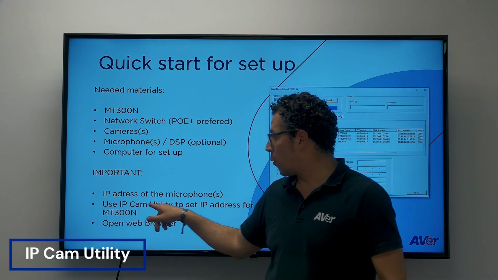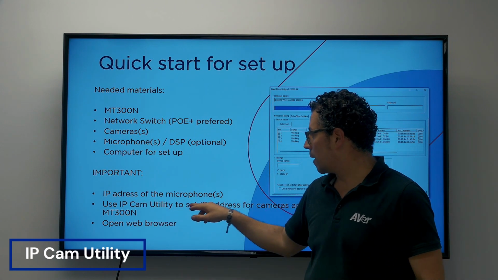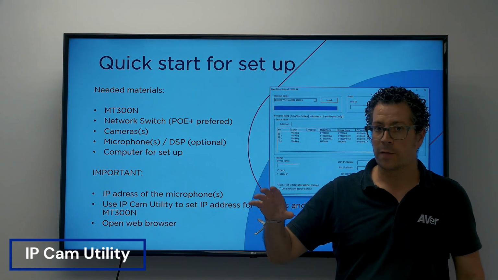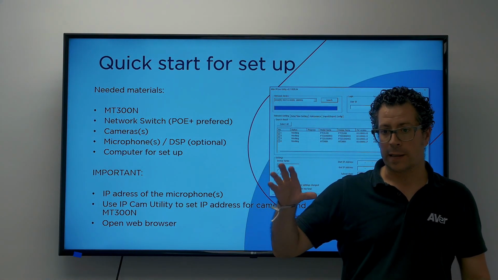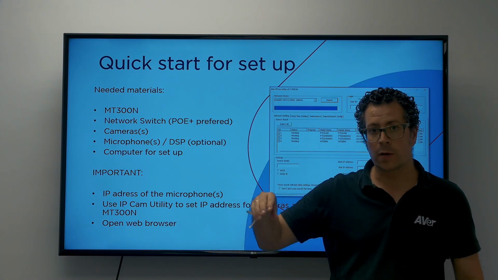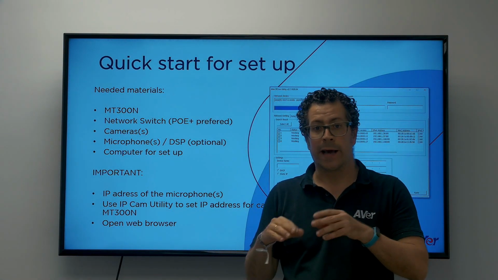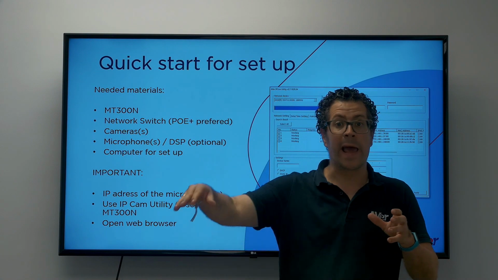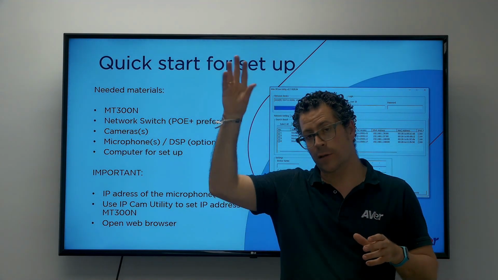And then you can use our utility, IPCam utility, to search for the tracking box and the cameras' IP in the network, and you can modify the IP to match the same IP range as the microphone.